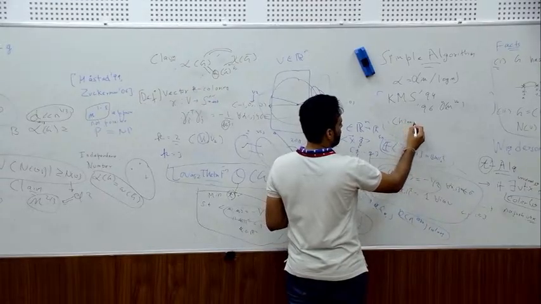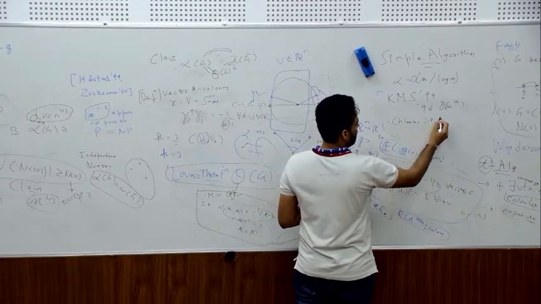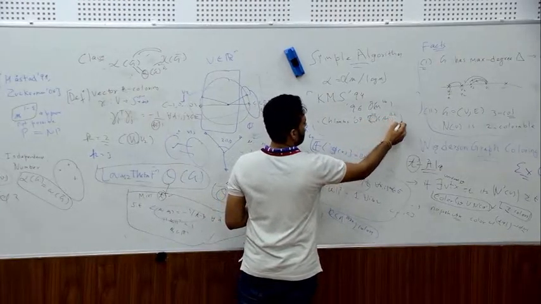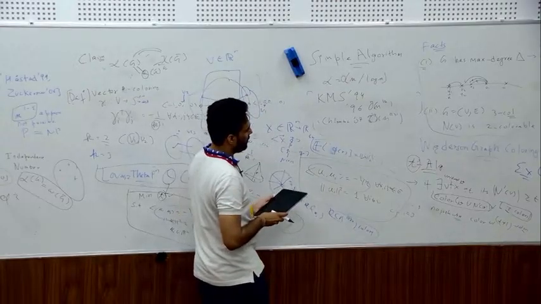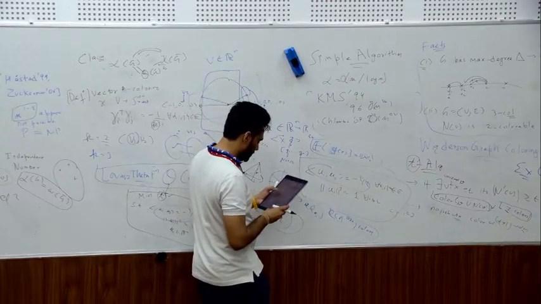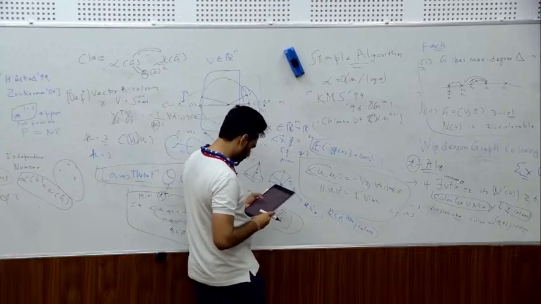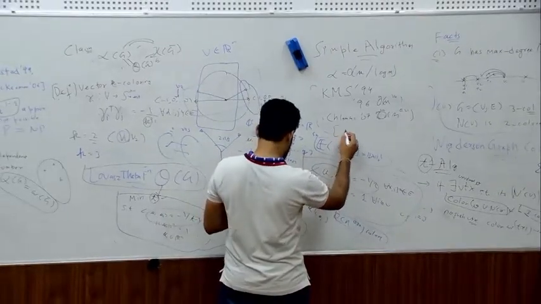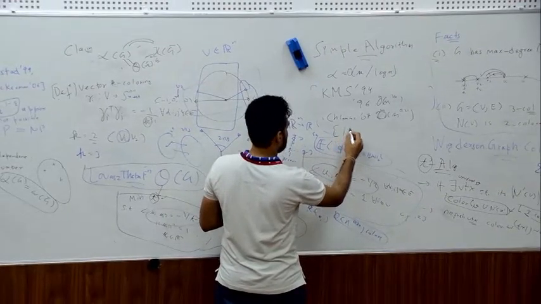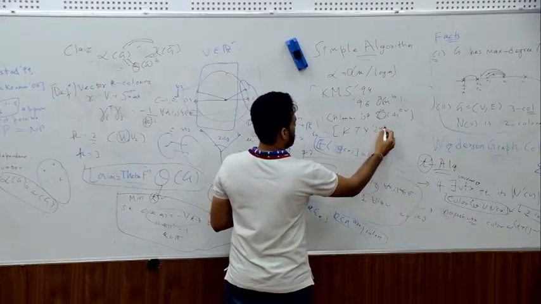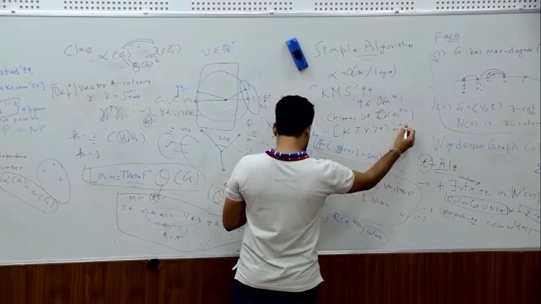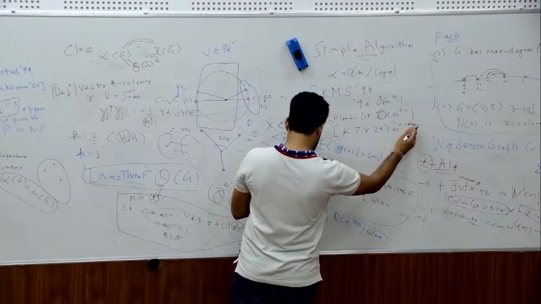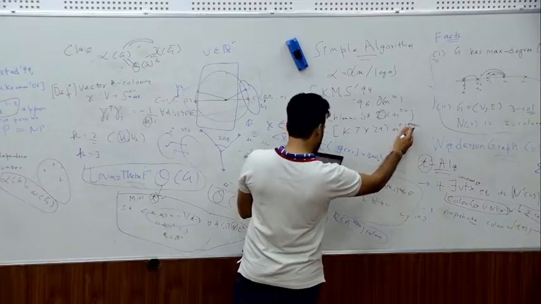For example, one progress I like is by Chlamtac, 2007, which gave n to the power 0.21, improved by a factor of 0.04 here. And the recent progress is actually from, I think, last year, where they get n to the power 0.19747.